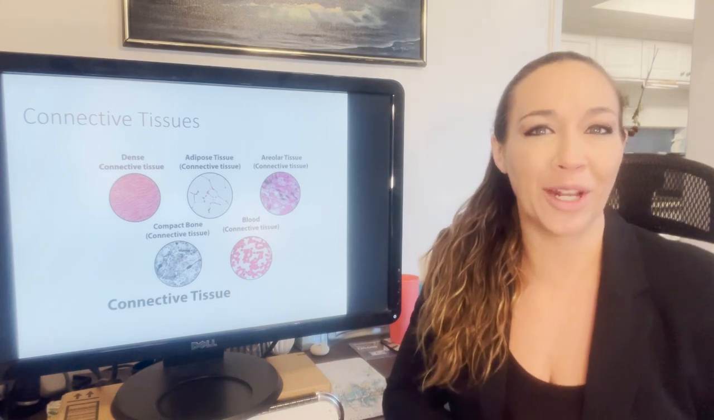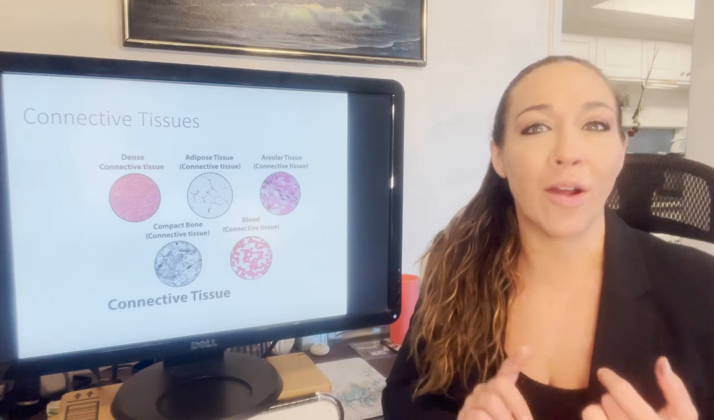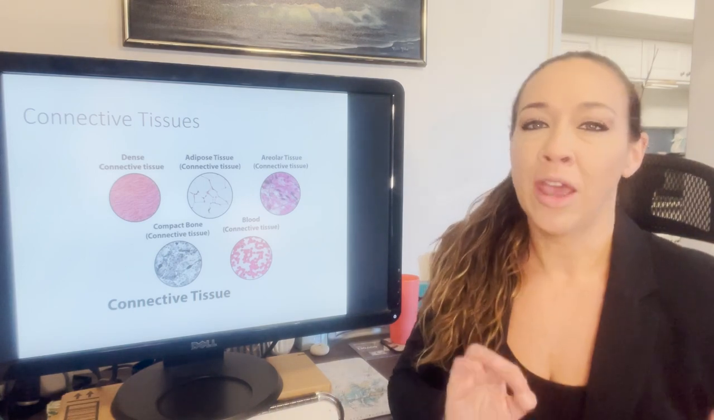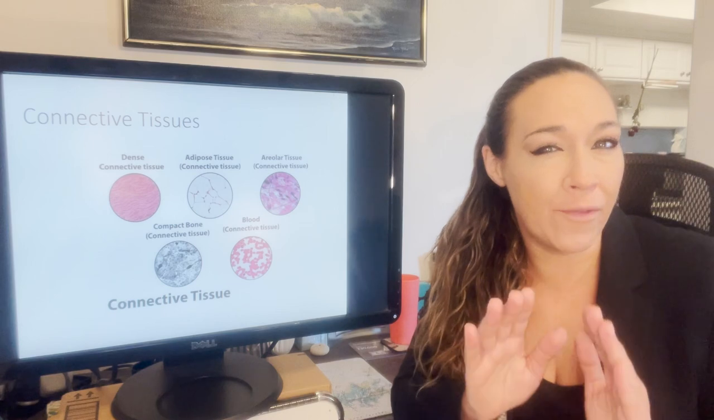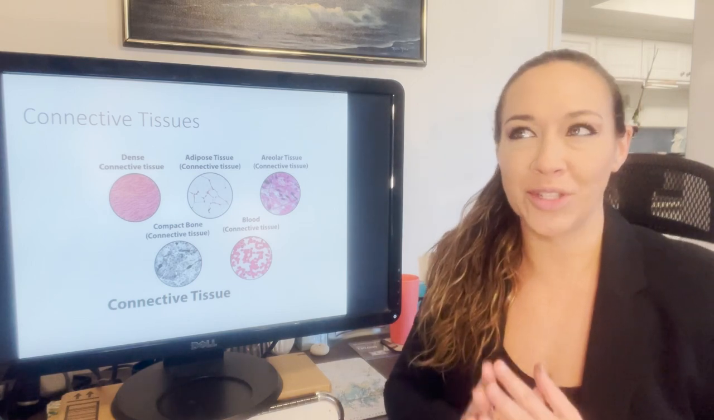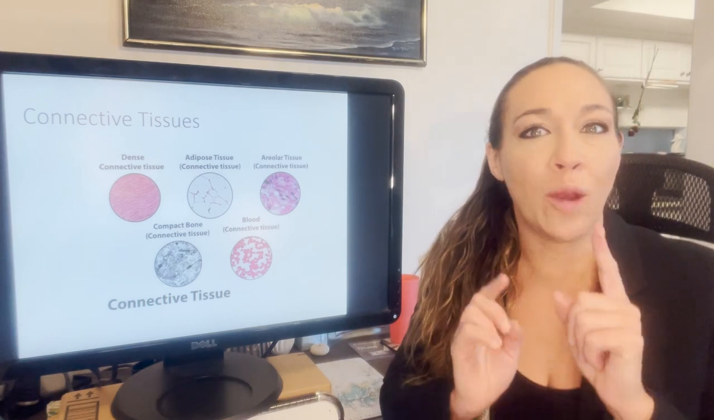So we're not only going to learn about each one of them, but again, where are they located? Super important with anatomy. Functions come later, although we do have some functions, right? But really what we're going to be focusing on are what are they, what do they look like, and where are they located?